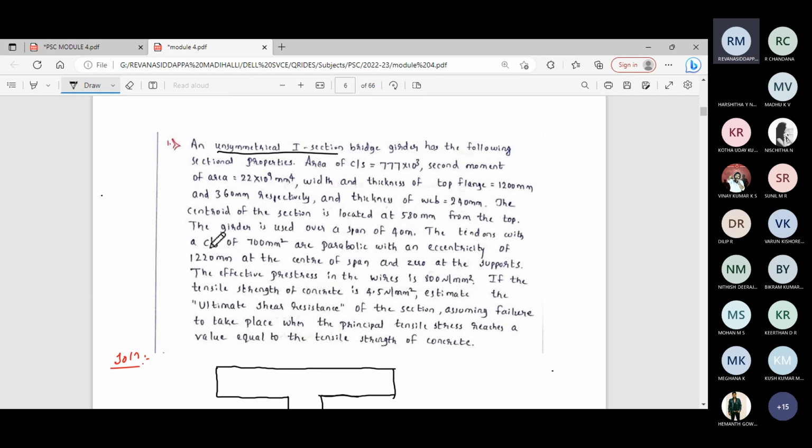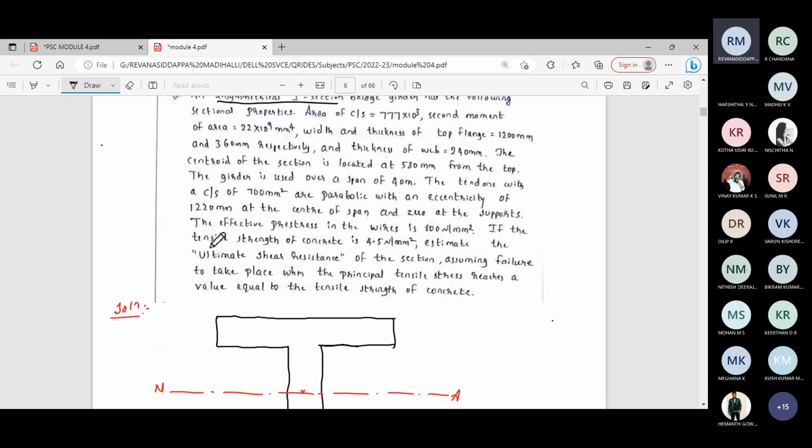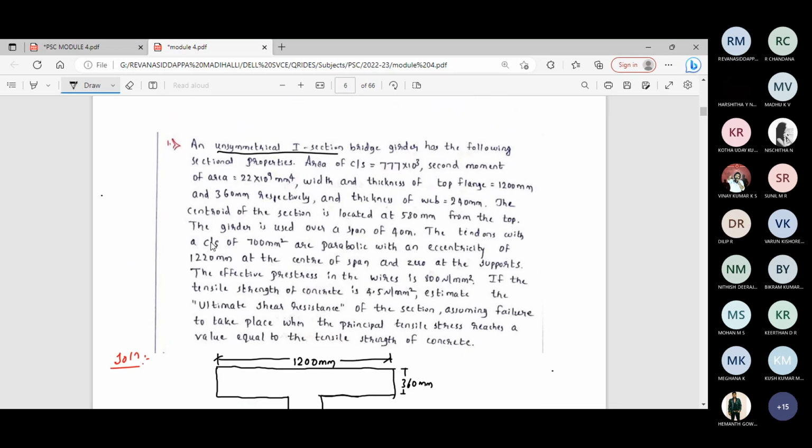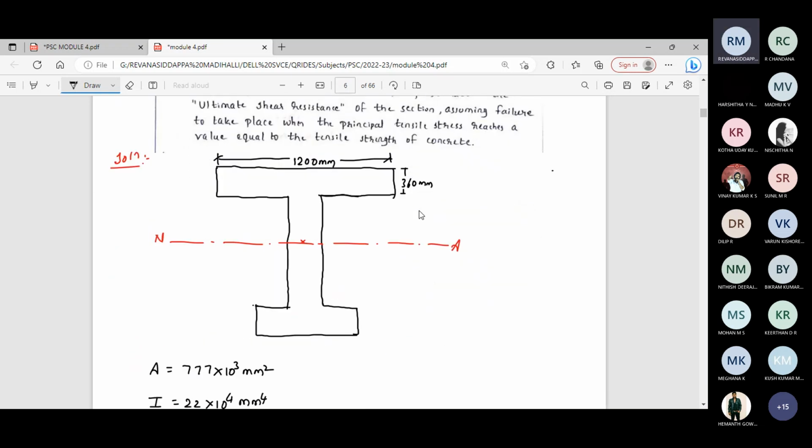Then the width and thickness of the top flange is 1200 mm and 360 mm. And the thickness of the web is 240 mm. Thickness of the web is given as 240 mm. Then what else is given?